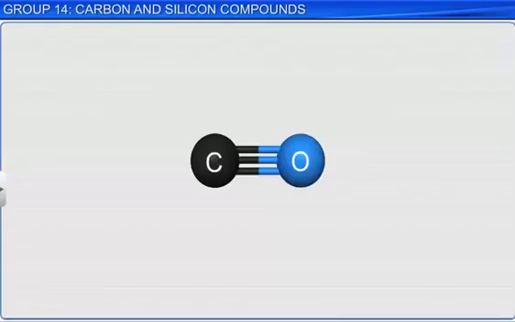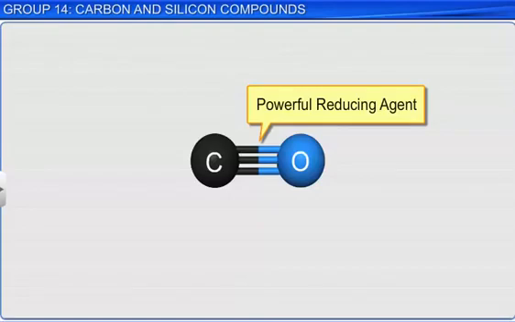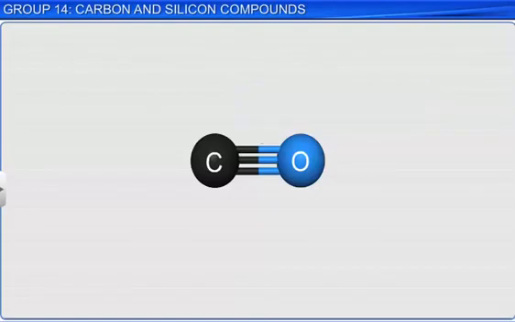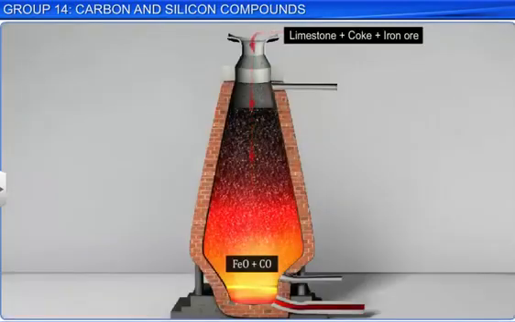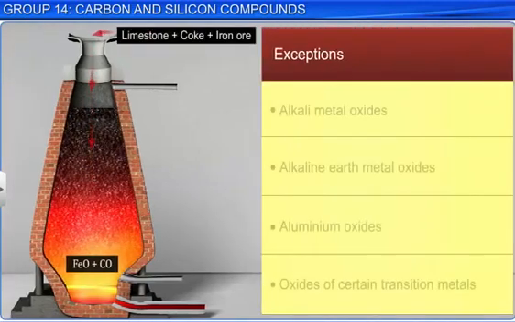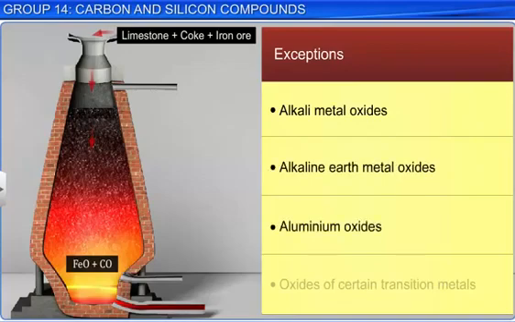Carbon monoxide is a powerful reducing agent. When exposed to metal ores, it reduces most of them to the elemental form of the metal. Note that carbon monoxide cannot reduce the alkali and alkaline earth metal oxides, aluminium oxides, and the oxides of certain transition metals.